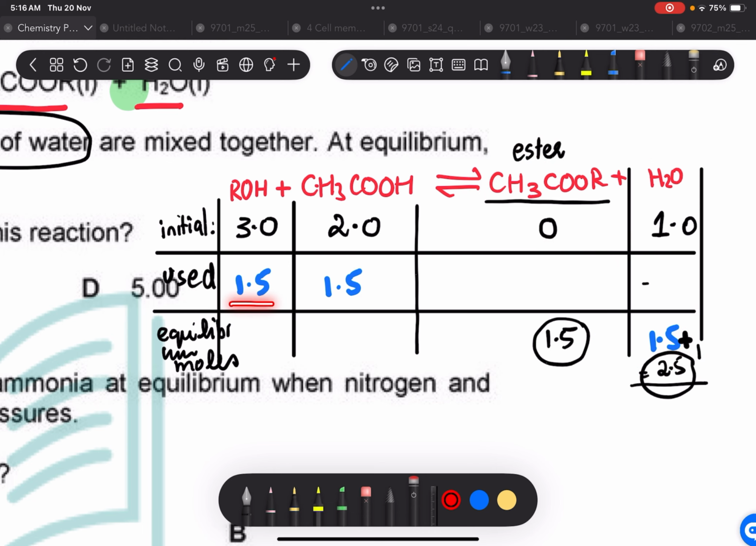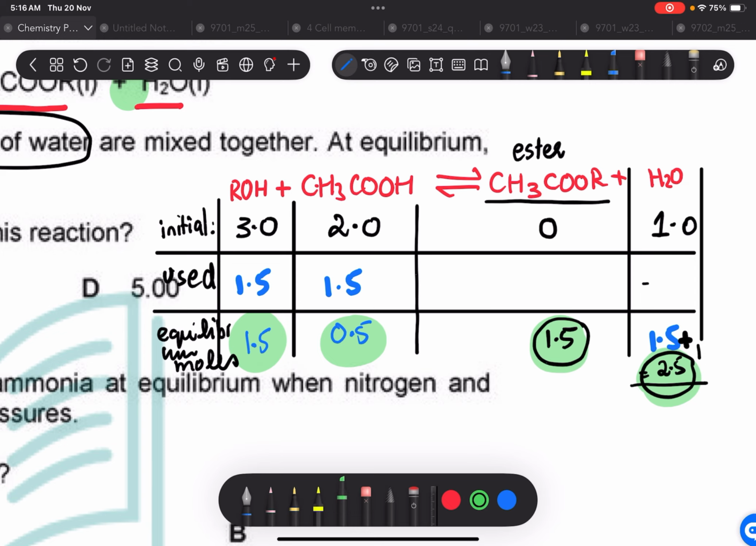We subtract. From 3, we are going to subtract 1.5 moles because 1.5 moles are used up. So 3 minus 1.5 is going to give me 1.5. 2 minus 1.5 is going to give me 0.5. So these are my equilibrium moles, and that's all I need. 1.5 moles of this alcohol are going to be there, 0.5 moles of my acid are going to be there, 1.5 moles of my ester is going to be formed, and 2.5 moles of my water are going to be present. Now I have the moles of everything at equilibrium.